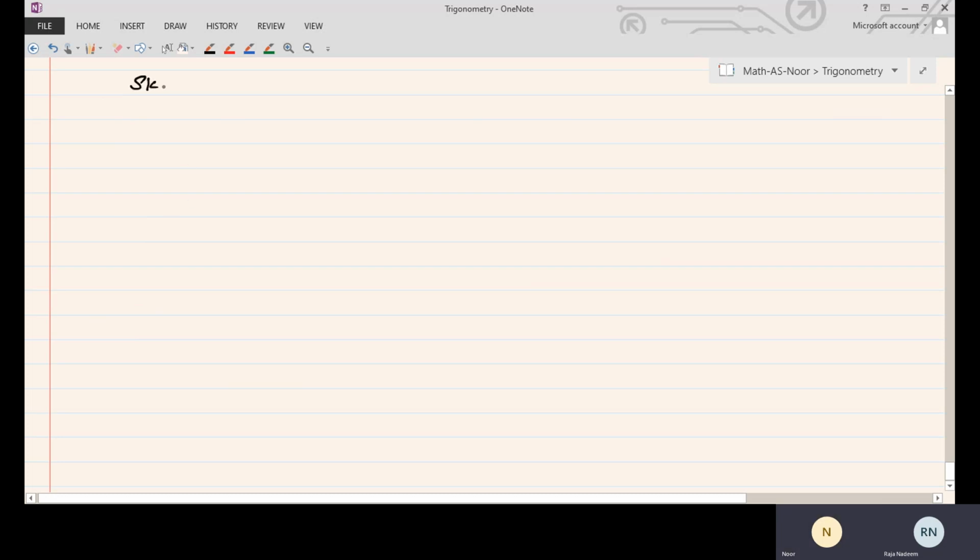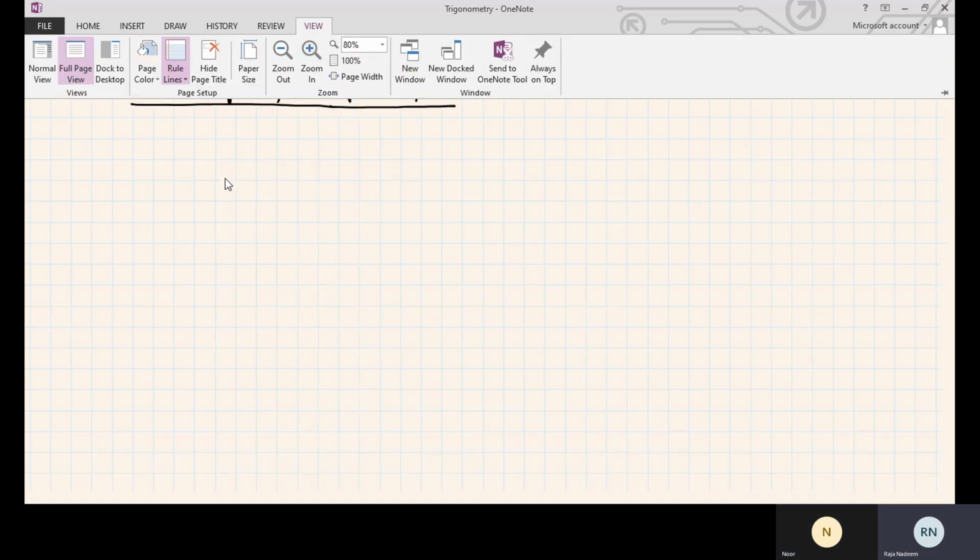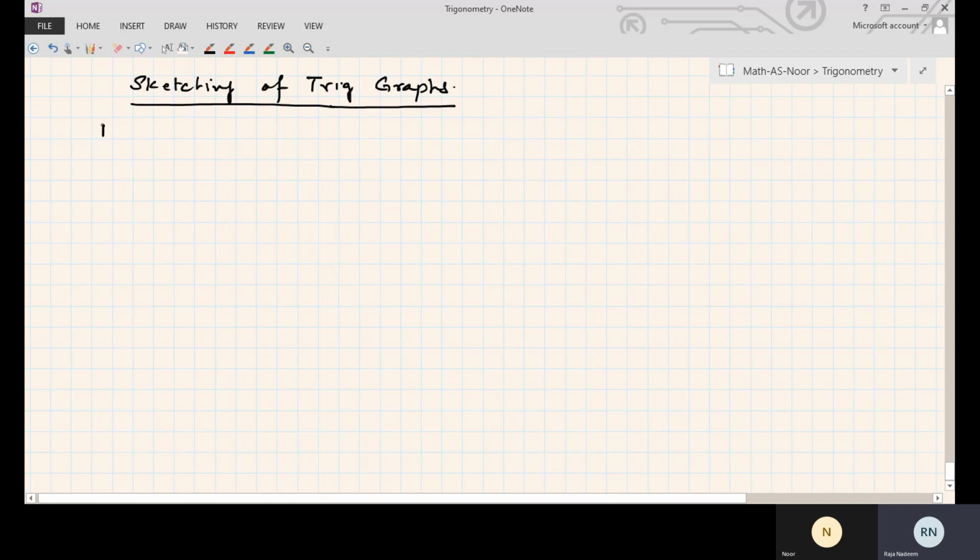Sketching of trigonometric graph. The first thing is, before knowing the shape of a graph, I would do three steps. Draw, I'm writing draw, not sketching. Draw y is equal to sine of x, and the angle is from 0 to 360 degrees.